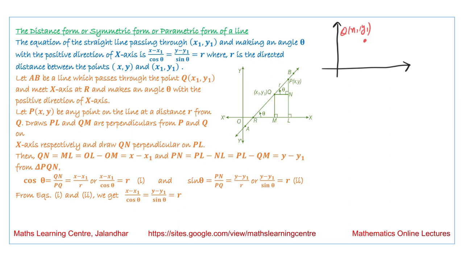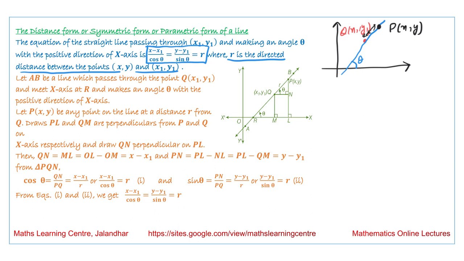A line is passing through this point and it makes an angle of theta with the x-axis. We have to prove that the parametric equation of this line is (x minus x1) over cos theta, equal to (y minus y1) over sin theta, equal to r, where r is the directed distance between the point (x, y) and (x1, y1). Suppose there is another point over here. This point is P, its coordinates are x, y, and the distance between P and Q is r.